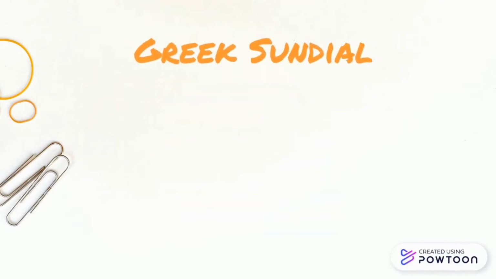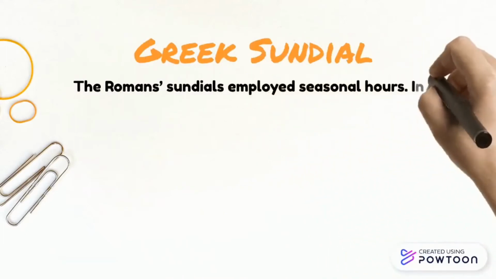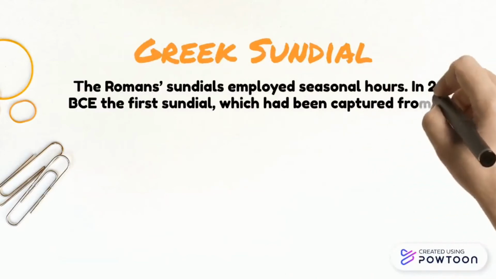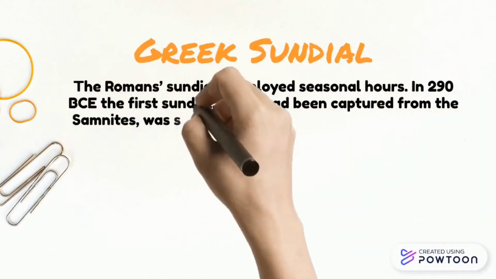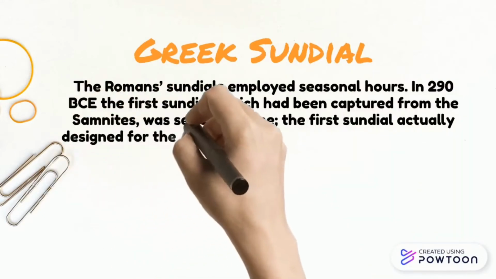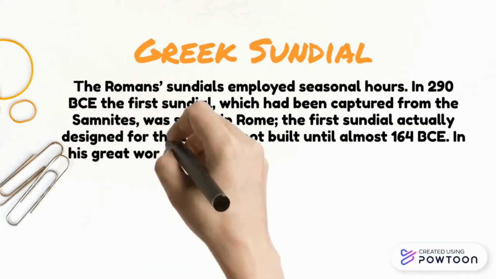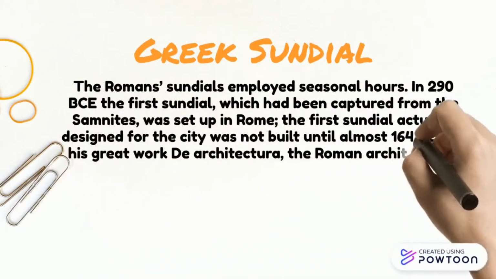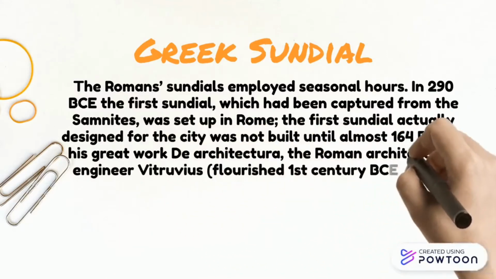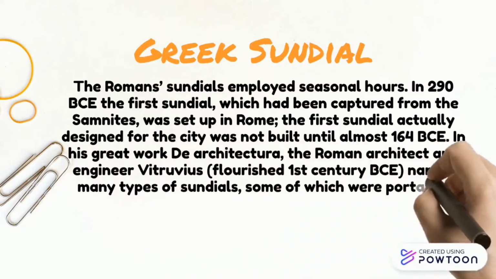The Roman sundial employed seasonal hours. In 290 BC, the first sundial, which had been captured from the Samnites, was set up in Rome. The first sundial actually designed for the city was not built until almost 164 BC. In his great work De Architectura, the Roman architect and engineer Vitruvius named many types of sundials, some of which were portable.